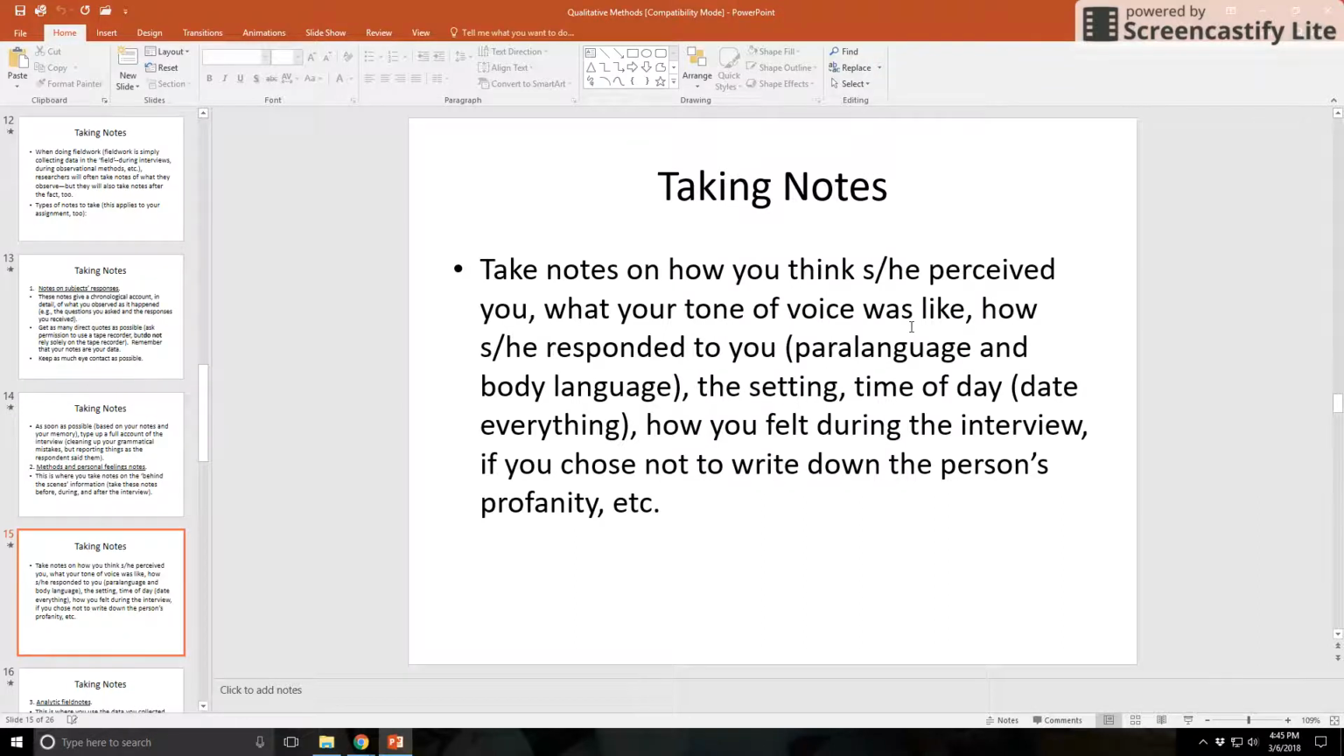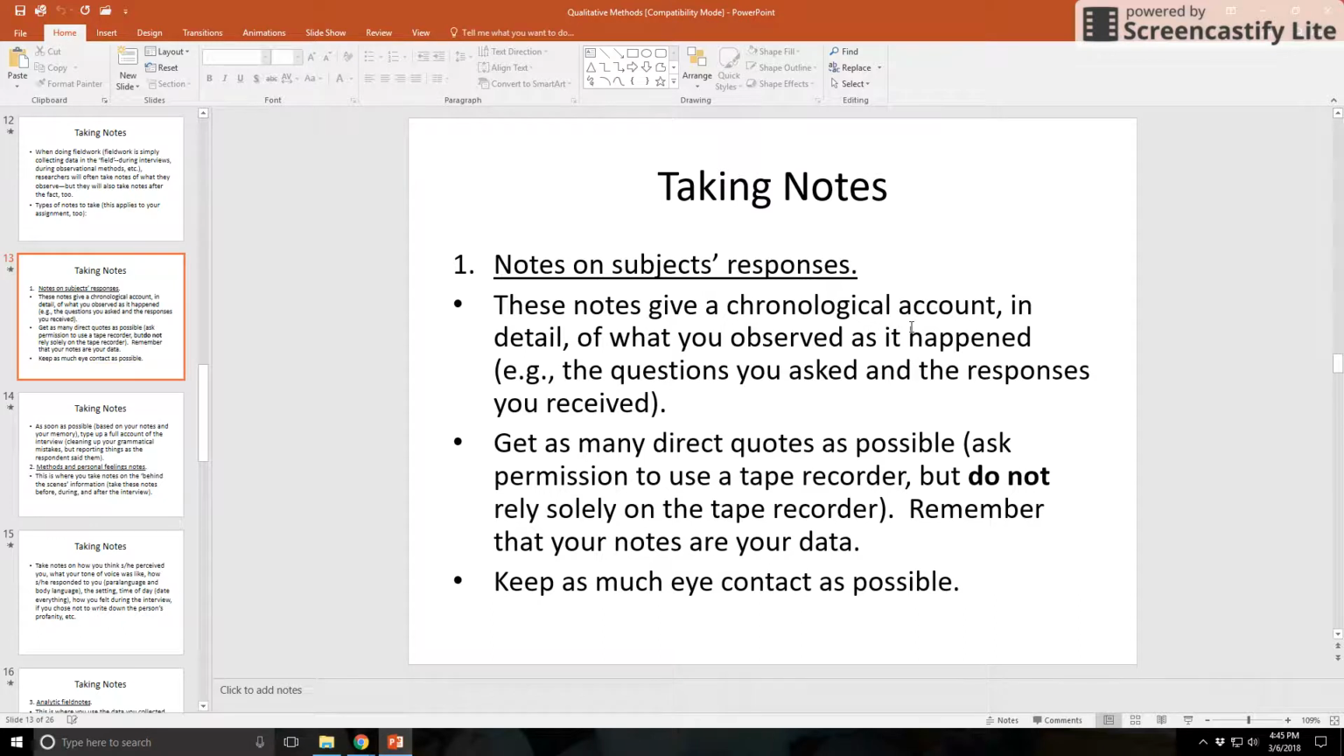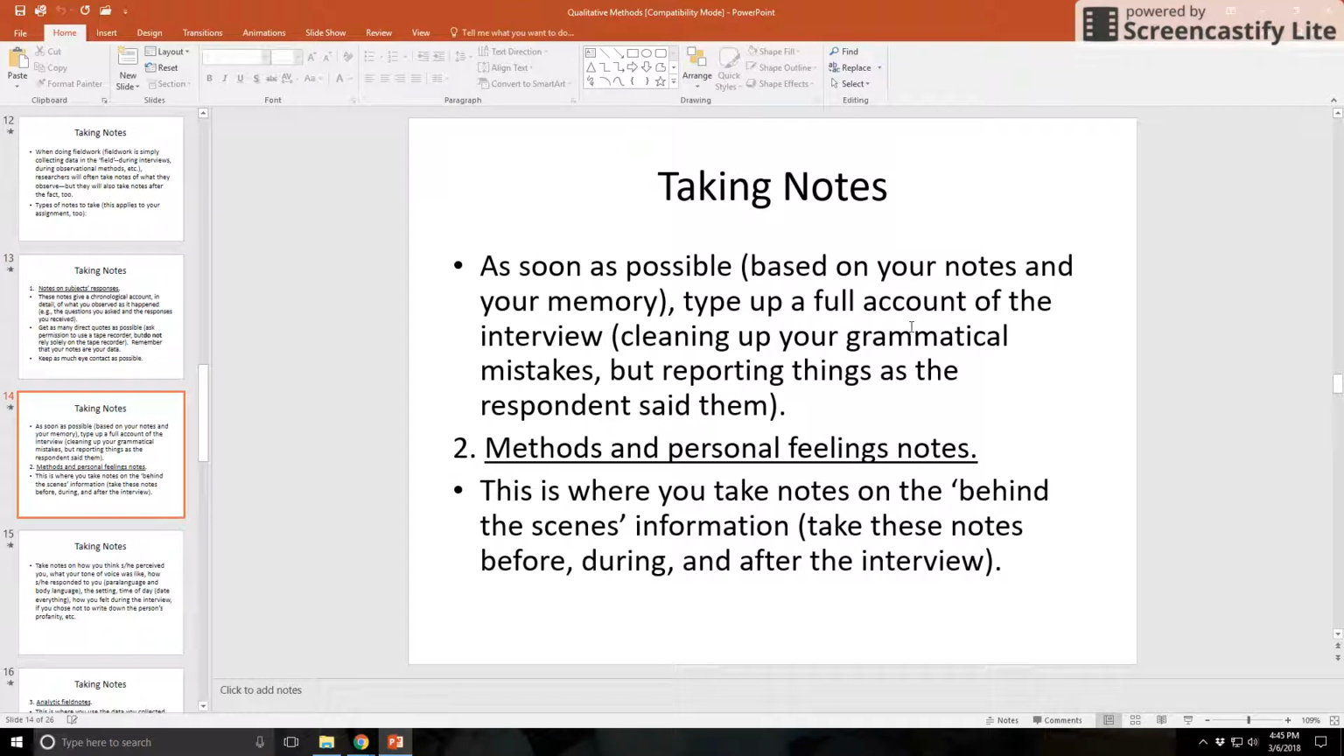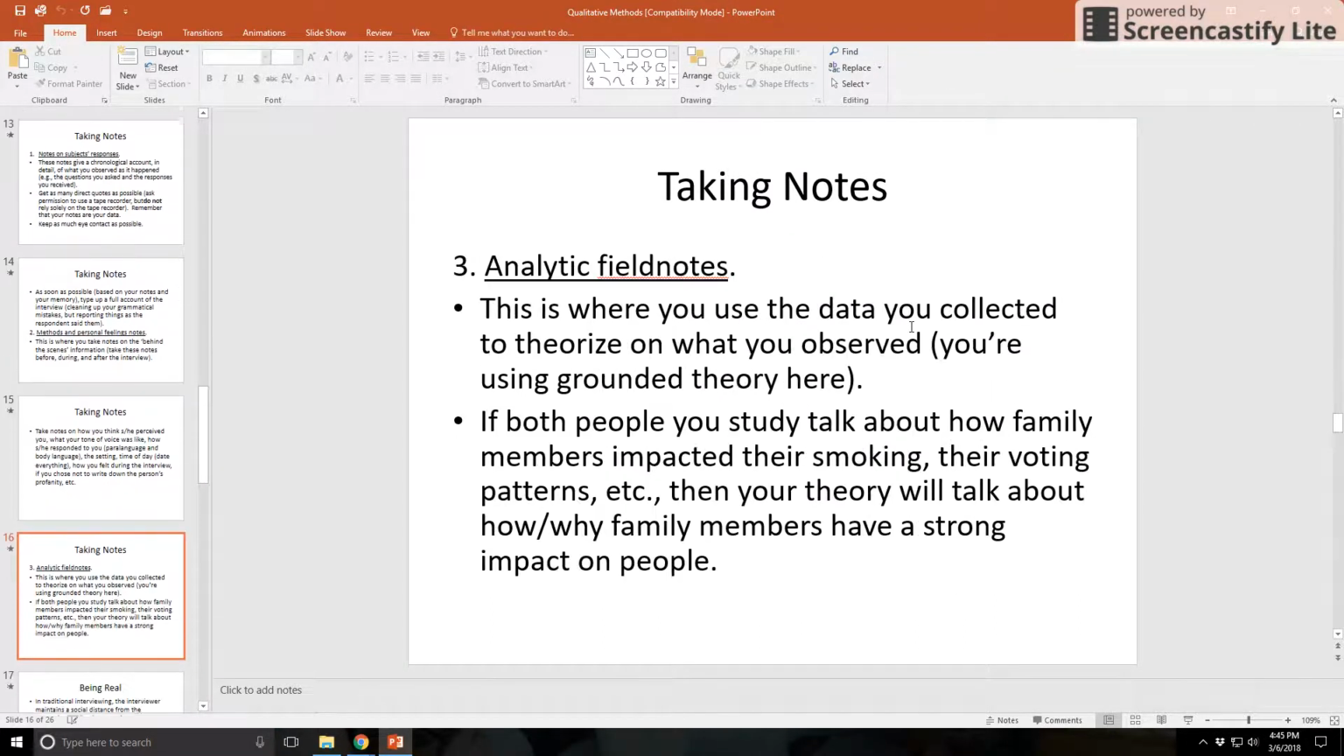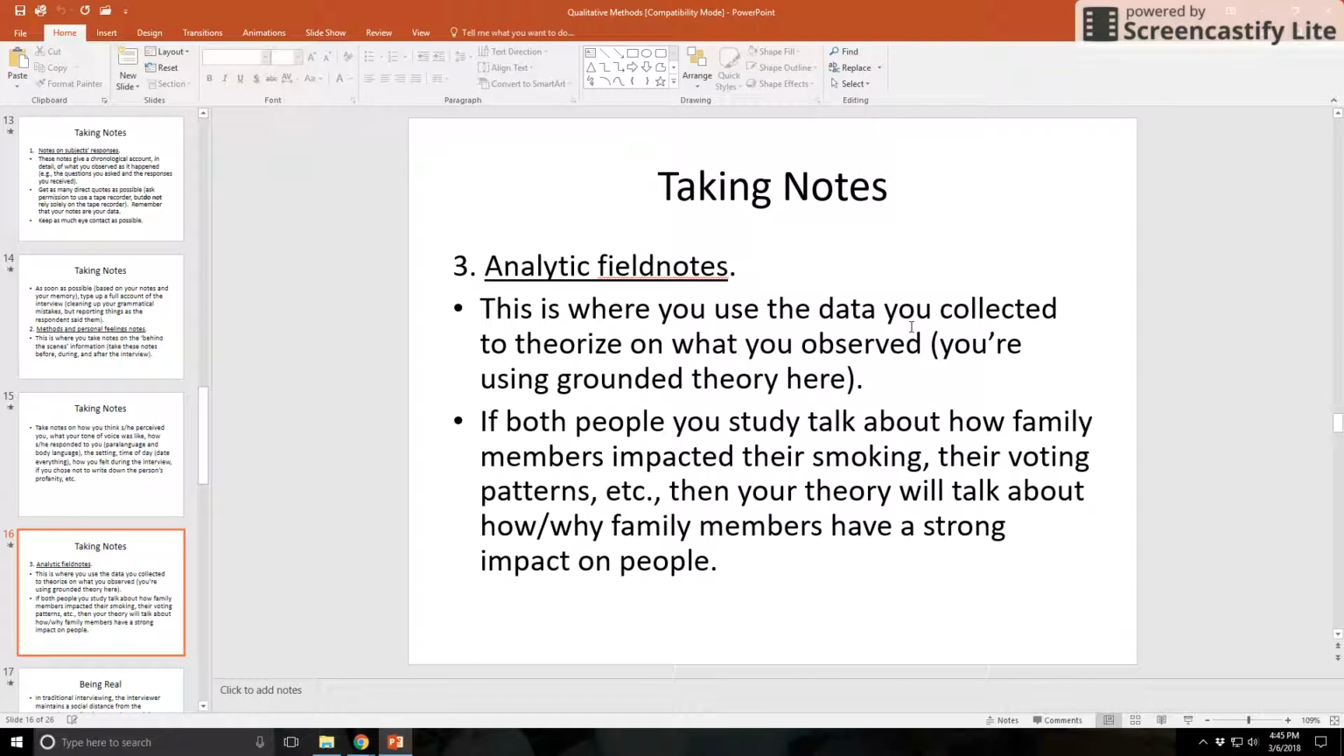So first type of note, question answer. Second type of note, methods, personal feelings, the behind the scenes stuff. Third type of note is called analytic. This is where you answer the question that you want to ultimately know about. And so when I read these notes again, these are only typed.